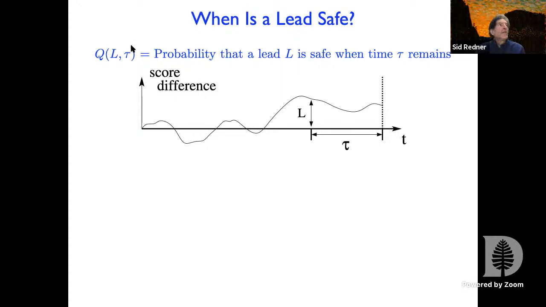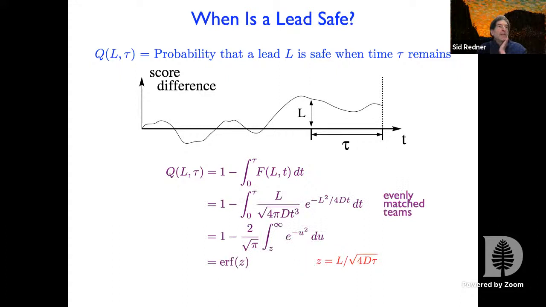So let me define Q(L,t), the probability that a lead of size L is safe when there's a time tau left in the game. And we know how to do this now because we've learned about first passage. The probability that a lead is safe is 1 minus the probability that a lead is not safe. And a lead is not safe if we can make a first passage path from L to the origin within a time t. So we just have to integrate the first passage probability up to time t. And we know the analytical form of F, so it's a simple formula.